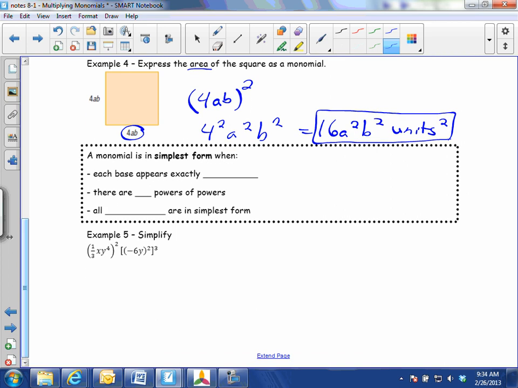Haven't lost anybody yet? Your brains haven't exploded? Okay. So there's a lot of vocab.